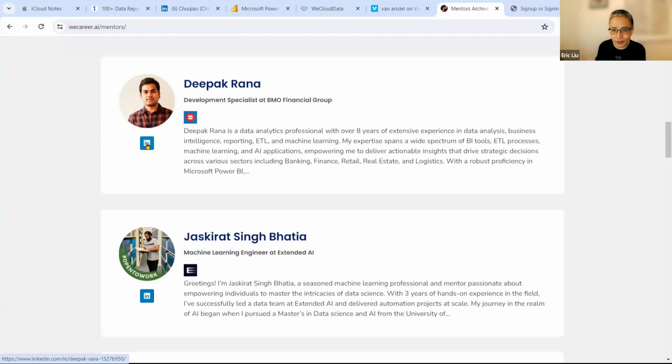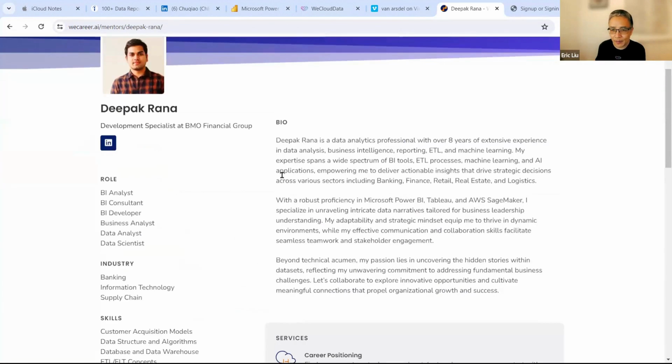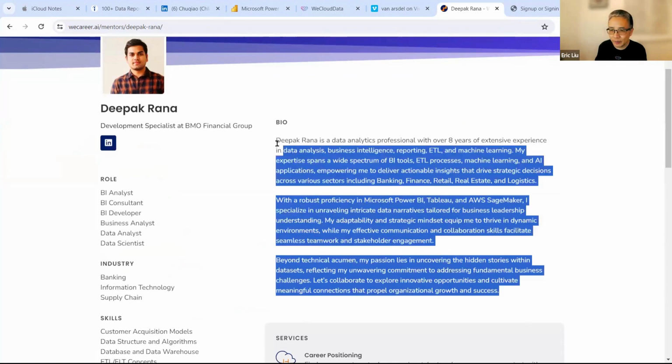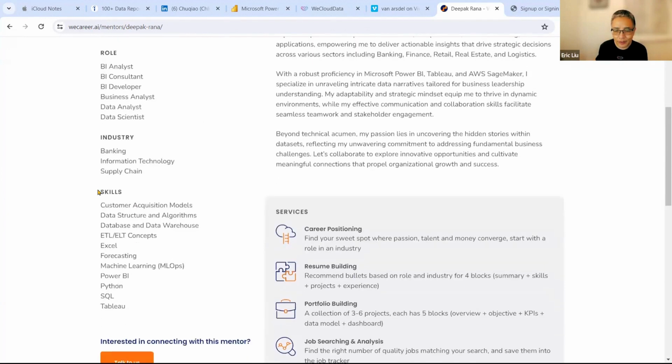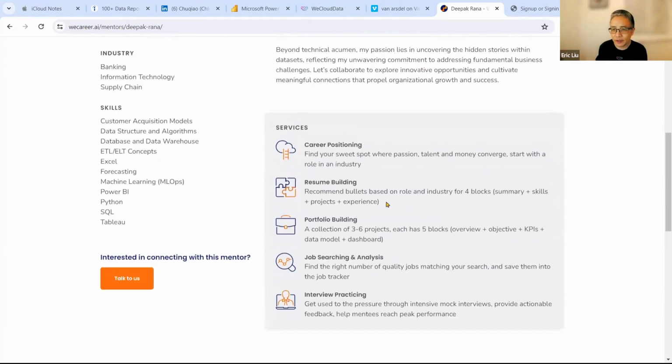And for instance, if you click open Deepak Rana, you will see a short bio. And this is where you can see if the mentor is working in your target industry. And you also look at the role they have worked and the industry, and also the skills and the use cases they apply the skill, and then the services they provide, right? So for instance, he only provides 5 services: career positioning, resume building, portfolio building, job search and analysis, interview practicing.